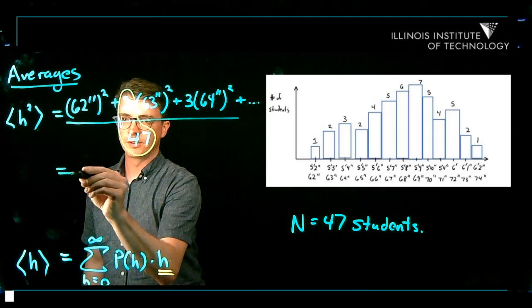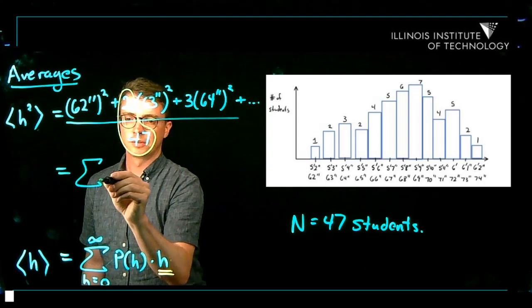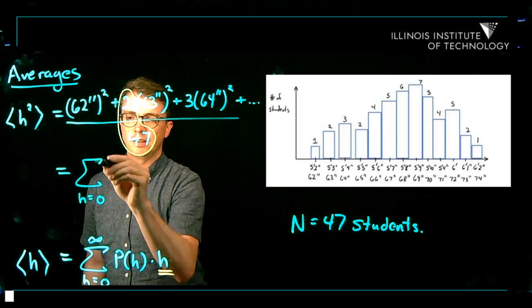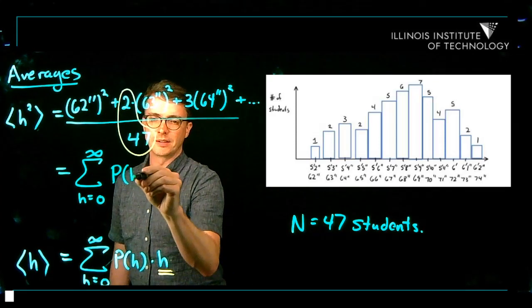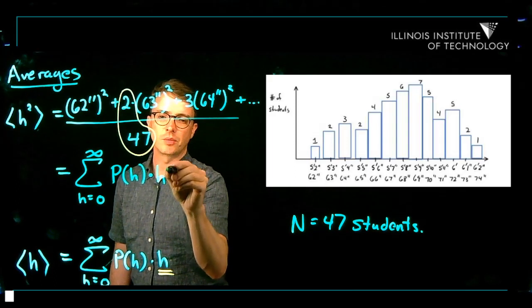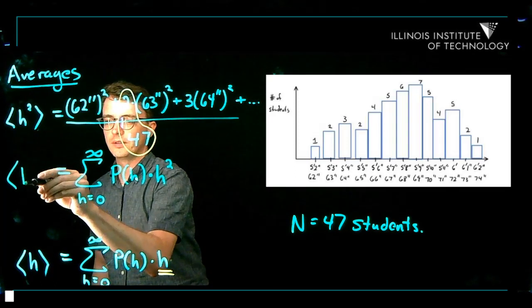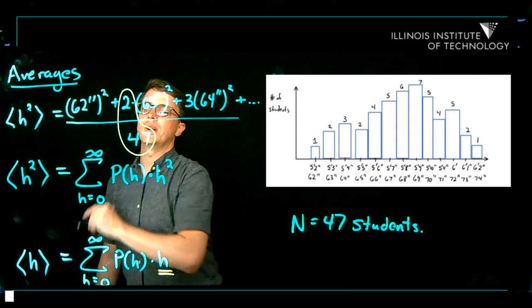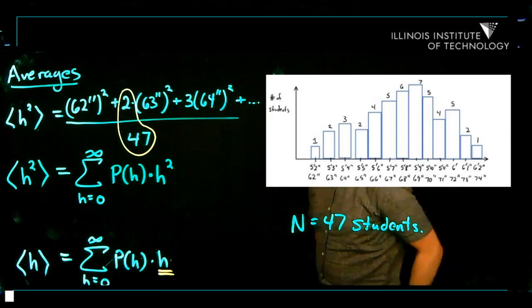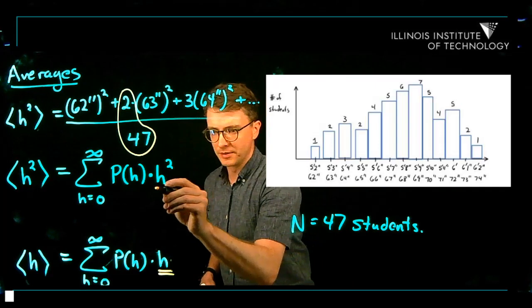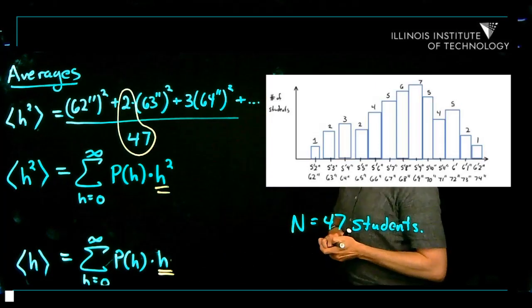So I can write this as summing from h equals 0 to infinity, the probability that someone has height h times h squared. This is the average of the squares of the height, h squared. Once again, it doesn't add up to 1 because of this thing here. If that wasn't there, it would add up to 1.